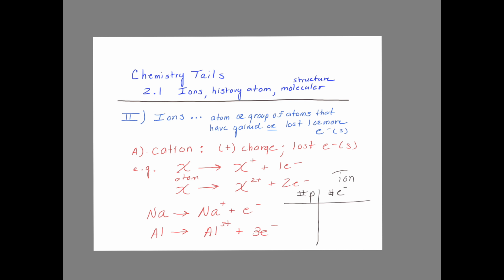So let's summarize the number of protons and electrons within the ions that we've just looked at. Starting with the sodium atom, sodium's element number 11, so it has 11 protons, and the neutral atom has 11 electrons. But if we take away 1 electron, now it has 10. So the sodium ion has 10 electrons. Aluminum is element number 13. It has 13 protons and 13 electrons. But if we take away 3 electrons, the aluminum ion is going to have 10 electrons.